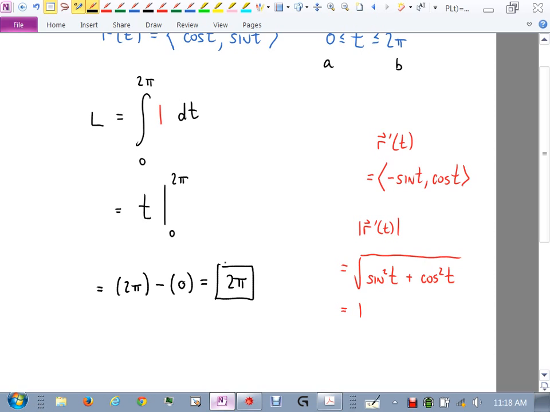But this goes for all vector functions now. You can always find the length of the vector function between 2 points on the curve by using this.